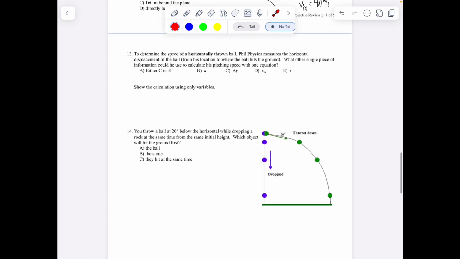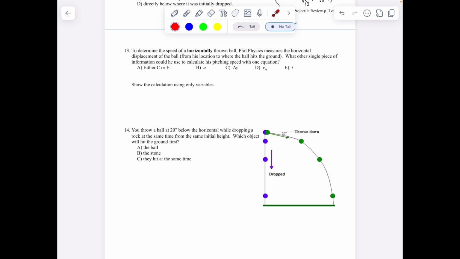All right, we're in the home stretch here. To determine the speed of a horizontally thrown ball, Phil Physics, what a good name, measures the horizontal displacement of the ball from his location to where the ball hits the ground. What other single piece of information could he use to calculate his pitching speed with one equation?